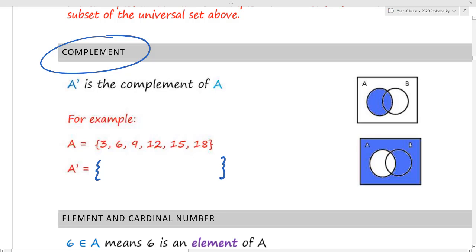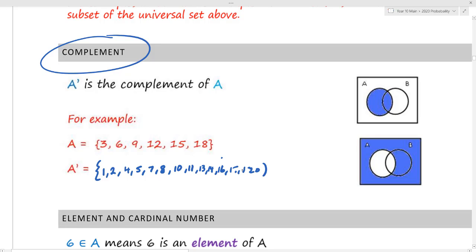What would be not A? Yep, so Josh is saying 1. What else is there? 2, he's saying 2. And anything that's not A would be, so we're looking at 4 and 5, 7, that's right, 8, 10, 11, 13, 14, 16, 17, 19 and 20. Does that make sense?